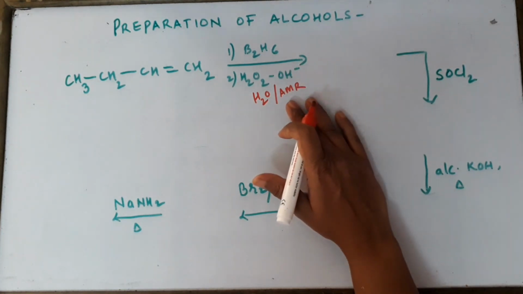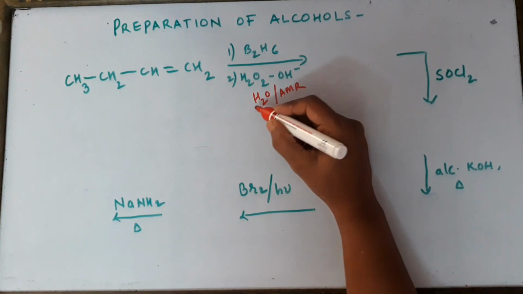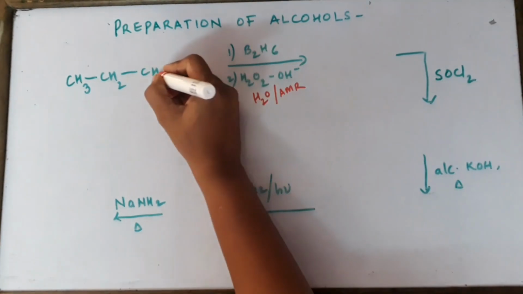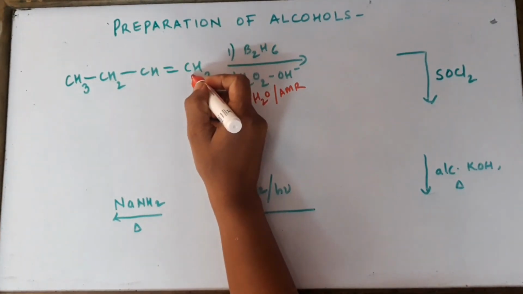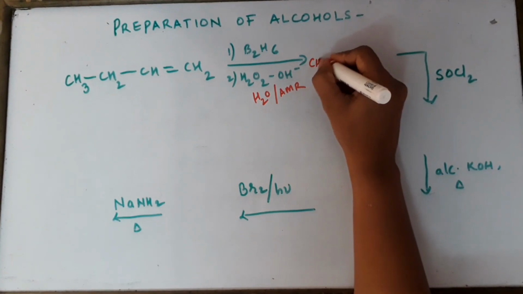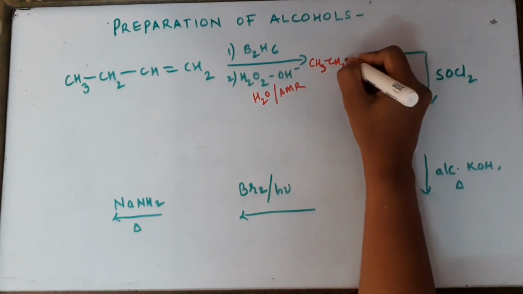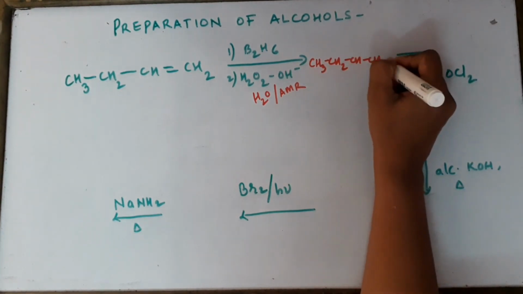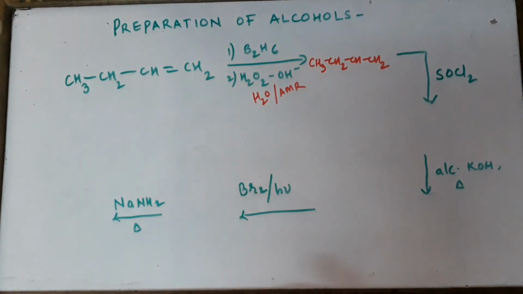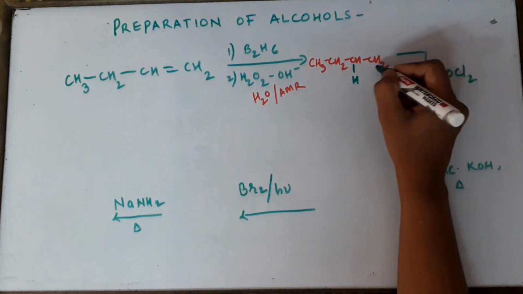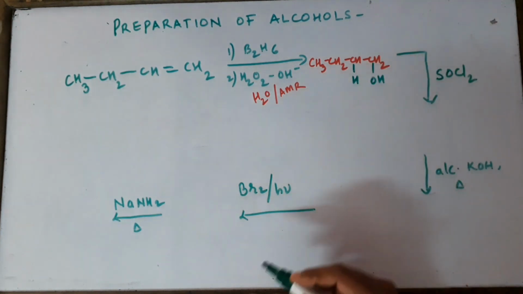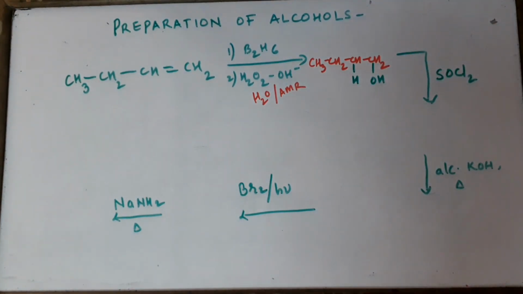Let us apply this rule. According to anti-Markovnikov's rule, hydrogen will go to that carbon which has fewer hydrogen atoms. So this is that carbon where I am going to write the hydrogen, and this is that carbon where I am going to write the OH. Let's write the product. CH3CH2CH2. First I will write the skeleton of the molecule, and then I write the hydrogen going here and the OH going here. So butan-1-ol is my major product here.